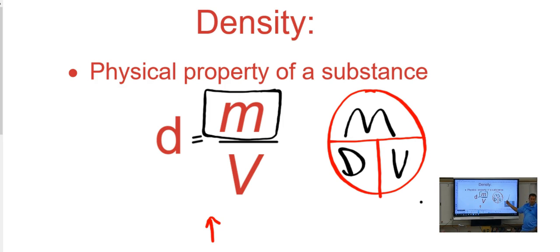Easy enough? When I ask for volume, 50% of you do it the wrong direction. Just write this circle covered up, it's m over D, not D over m or D times m. Sam, you got a question? Okay. Does this make sense?